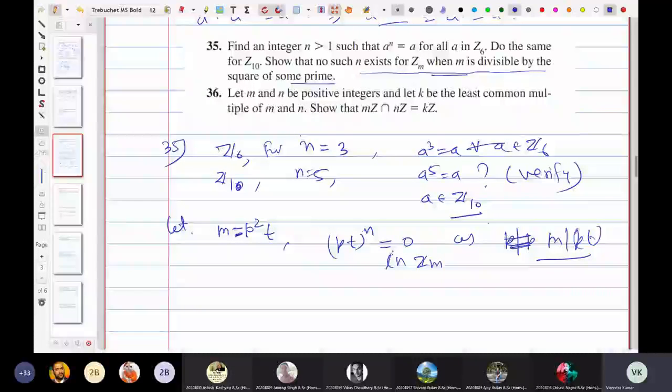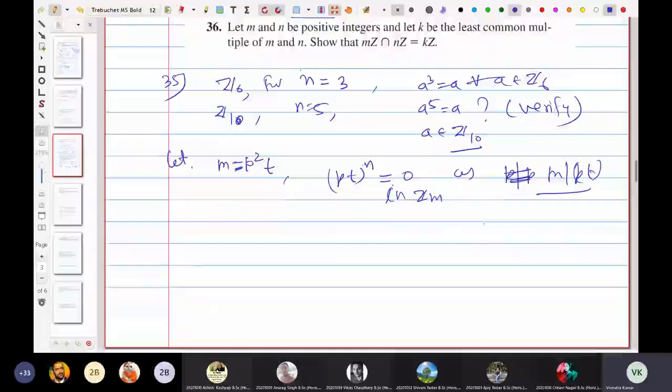Question number 36: m and n are positive integers and k is the least common multiple of m and n, such that mZ intersection nZ equals kZ. So this is nothing but the intersection of subring kind of thing. So if m, n are positive integers and k is the least common multiple, we can write k equals ms and k equals nt, because k is the least common multiple of m and n, for some s and t belonging to the set of integers.